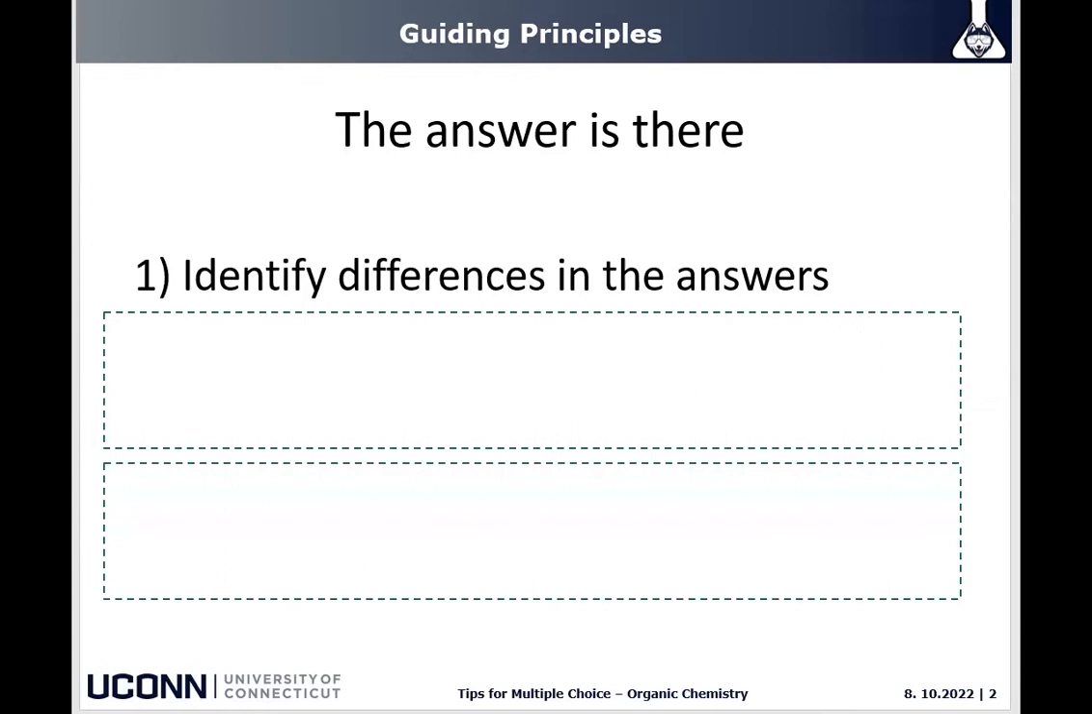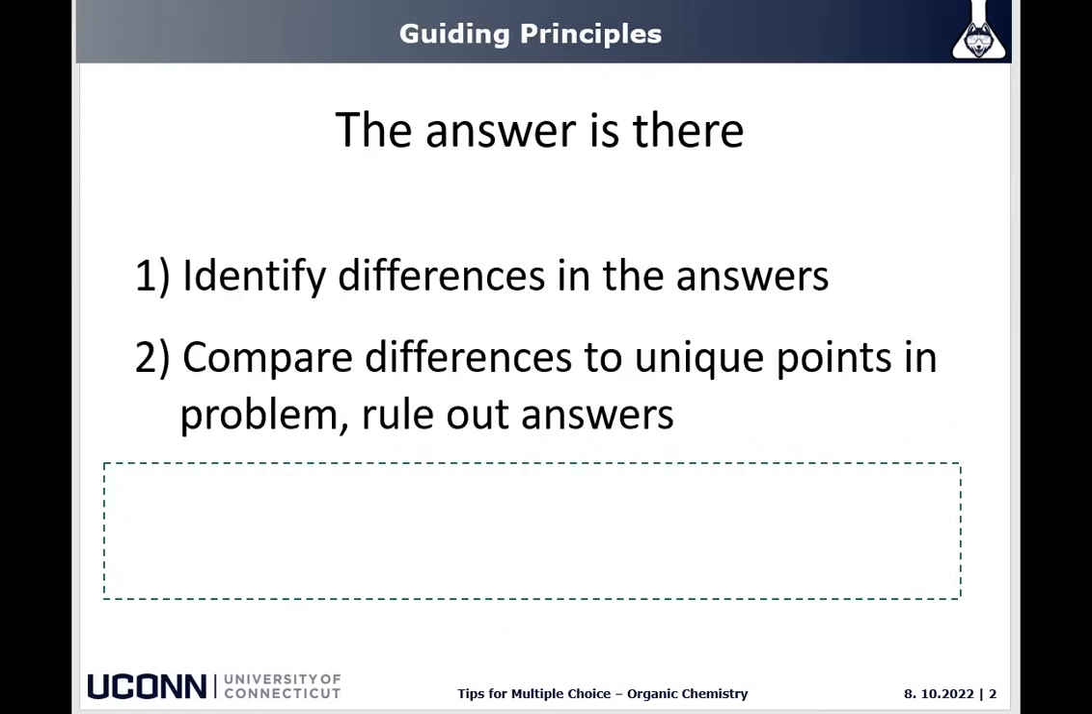So the easiest way that we can do this is to first read through the question, see what kinds of things we're looking for, and then immediately go to the answers that are given. And first, we're going to look at what the differences are between these answers. You're going to use these to identify things that are obviously incorrect because they don't have the right number of atoms or whatever it may be. And we're going to try to narrow these things down that way.